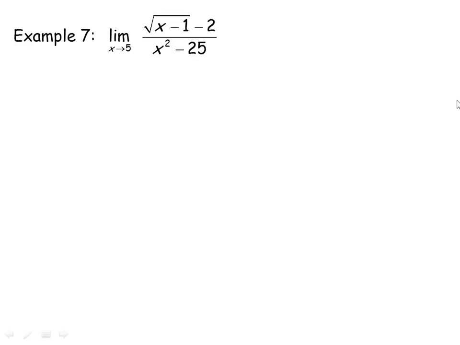Let's try this one. If we plug 5 straight in, we're going to get 5 minus 1, which is going to be 4. Square root of 4 is going to be 2, and 2 minus 2 is going to be 0 on top. No big deal. On bottom, 5 squared is 25. 25 minus 25, that's going to be 0. That is a big deal. So that's an indeterminate form. So let's try L'Hopital's rule.